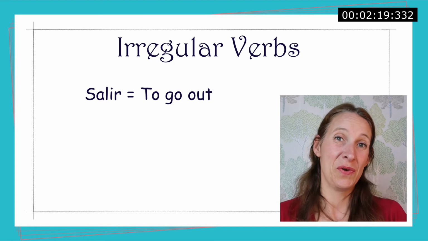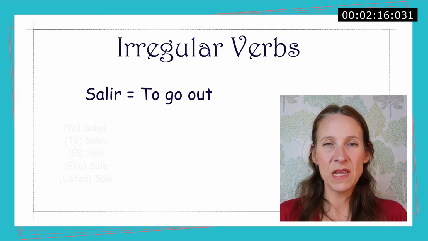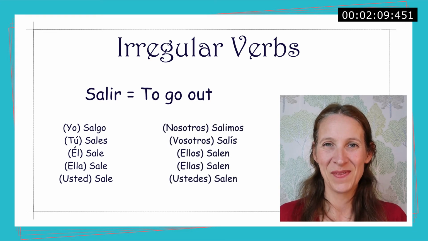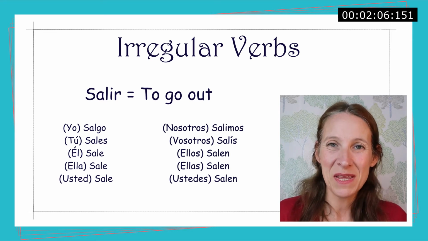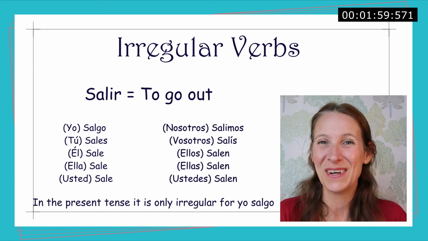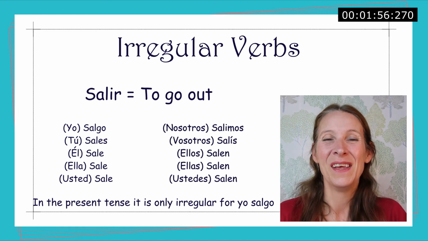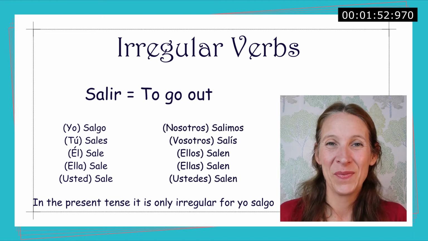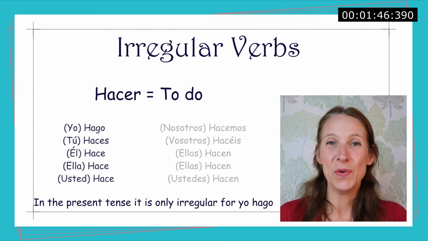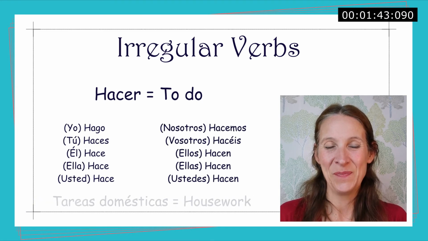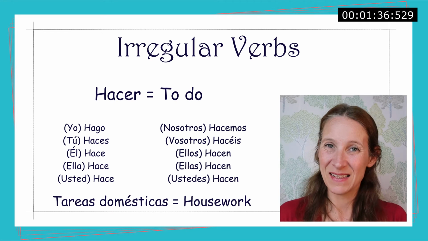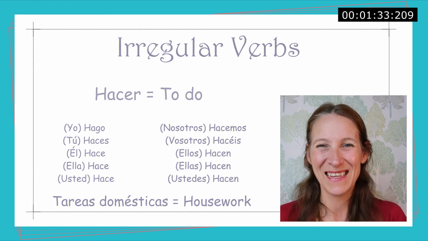Salir means to go out, and en el presente, the only irregular one is salgo. Yo salgo. Salgo con mis amigos. And the rest, tú sales con tus amigos. Él sale con sus amigos. So, those are the words for your and his. Nosotros salimos. So this is a regular IR verb. Y finalmente, hacer. Yo hago, I do, yo hago, and you get that G in the first person. Yo hago las tareas domésticas. ¿Tú haces las tareas domésticas?